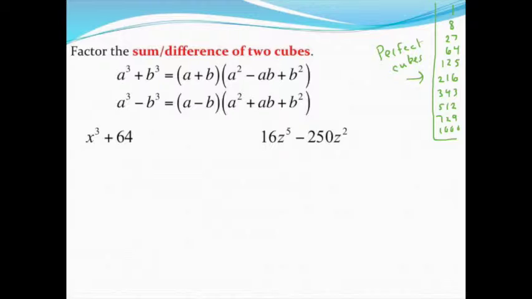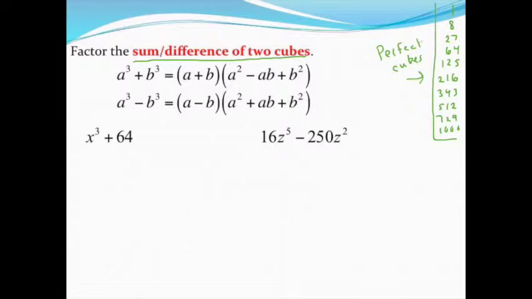Another way that we can try to factor a binomial, something with two terms, is to use a method called the sum or difference of two cubes. Now, we already have the difference of two squares, and recall that that only works for the difference of two squares. It has to be a subtraction problem. But for cubes, it could be the sum or the difference.